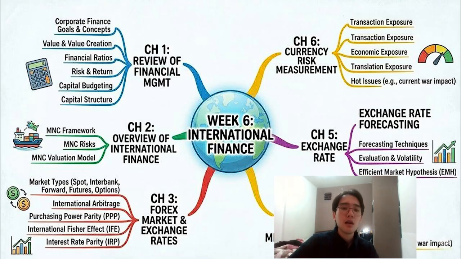Other than arbitrage, there are also three key parity theories here. The first one is PPP, or purchasing power parity, which basically suggests that exchange rate movements are driven by inflation rate differentials between the two countries. If one country has high inflation, its currency should depreciate to maintain parity. The second one is the international Fisher effect, which posits that a currency with higher interest rates will depreciate because those higher nominal rates reflect higher expected inflation. Finally, there's IRP, or interest rate parity, which states that the forward rate premium or discount of a currency should exactly offset the interest rate differential between two countries, preventing riskless arbitrage.